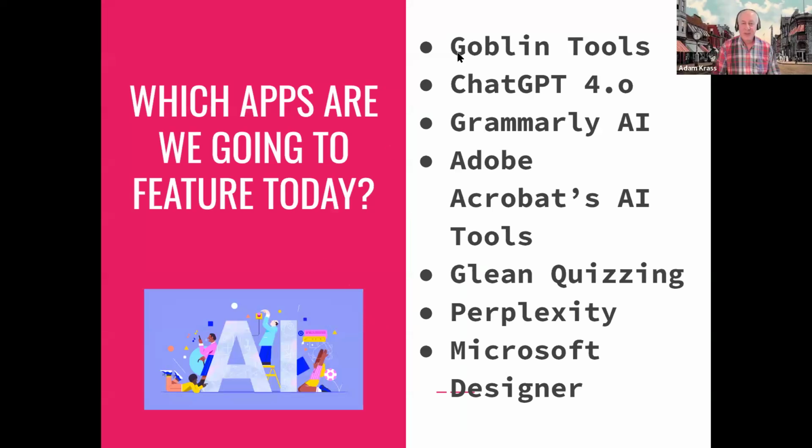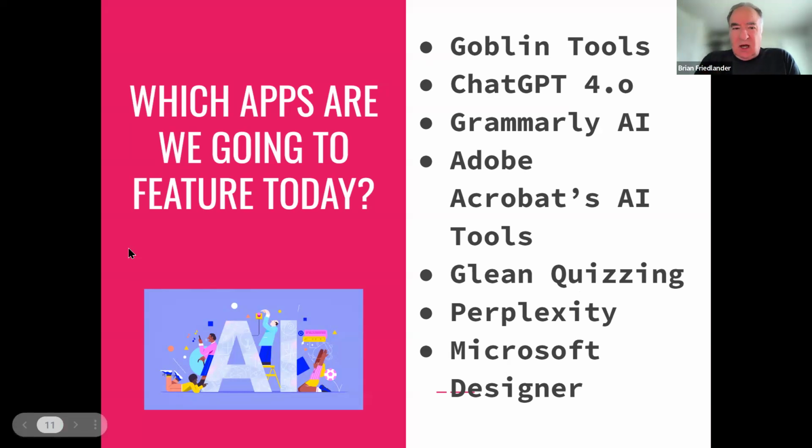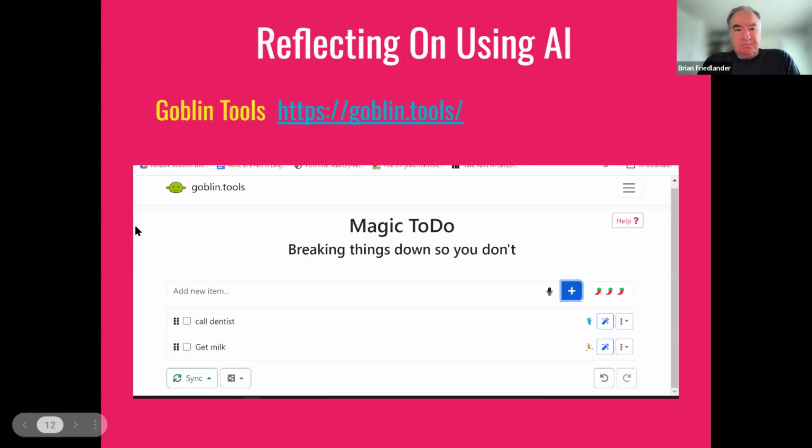Okay, so our plan B, which could be our plan A, is to look at these 7 AI apps: Goblin Tools, ChatGPT 4.0, not 0, Grammarly AI, Adobe Acrobat's AI tools that Brian mentioned before, the quizzing feature of Glean, Perplexity, and Microsoft Designer. I may have thrown in one other one, but hopefully we'll get to it pretty quick, but we'll discuss it. Okay, great.